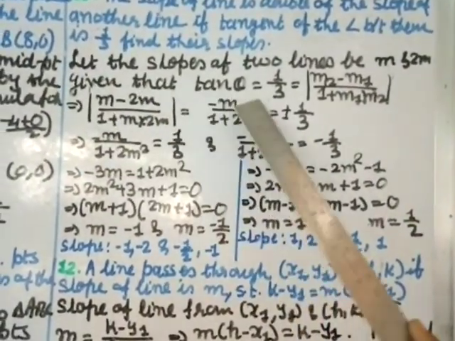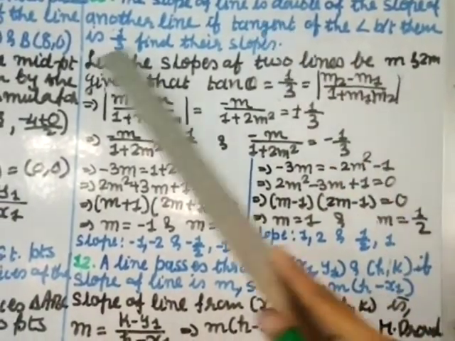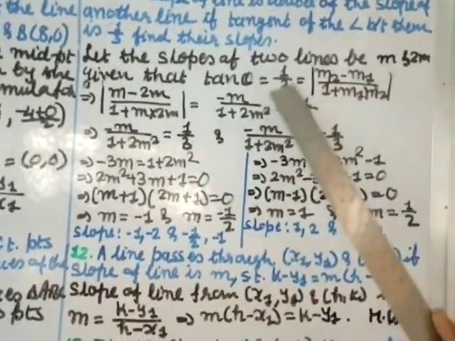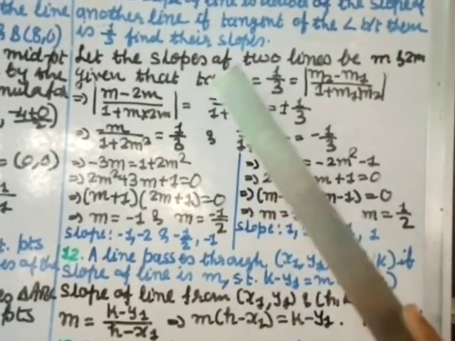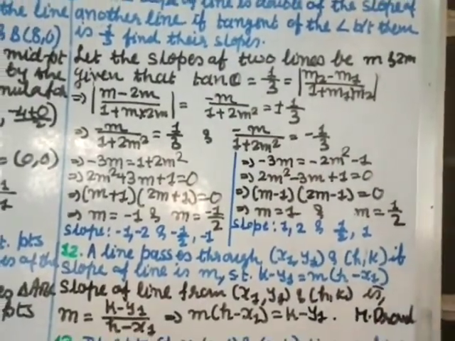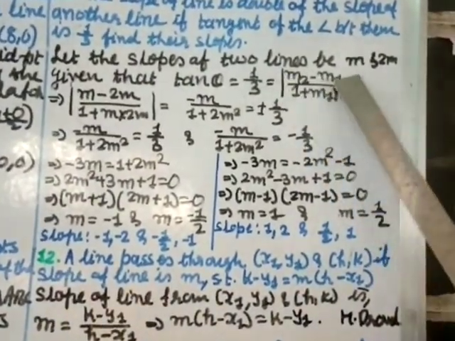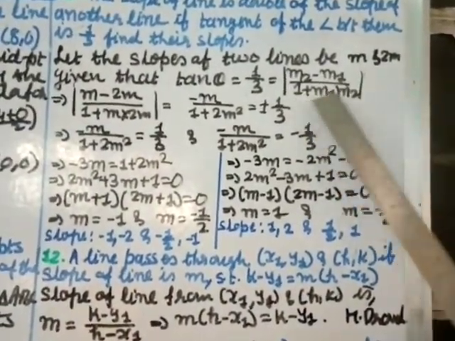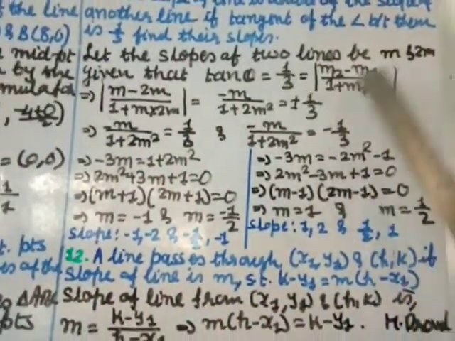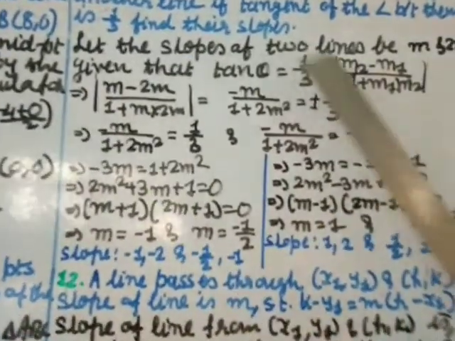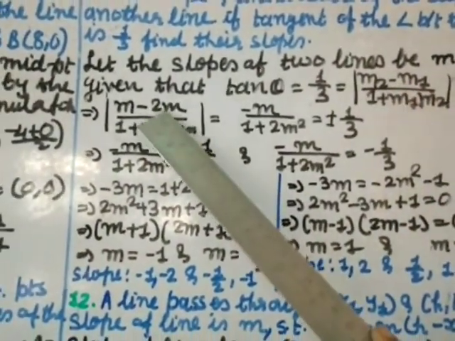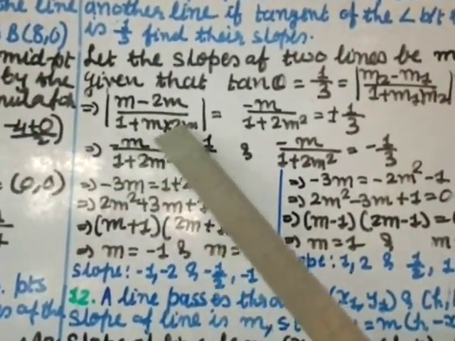Given that tan theta is equal to 1 by 3, they have given us the tangent is 1 by 3. So tan theta is equal to 1 by 3, and tan theta, that is the angle between two lines, we know that it is |m2 minus m1| divided by 1 plus m1 m2. Okay, this formula I have given you before. So I take this value. Okay, now put the values here. So m2 minus m1 is 2m minus m, divided by 1 plus m into 2m.